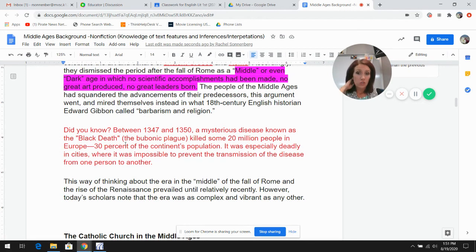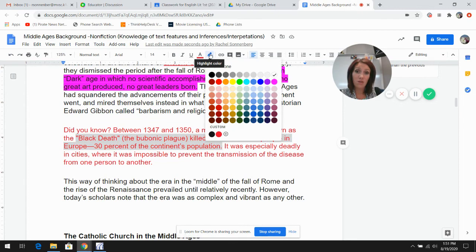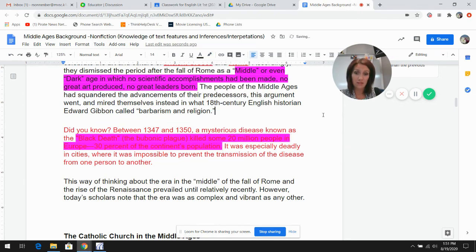Next, it says here, "Did you know?" It talks about a mysterious disease called the Black Death that killed 20 million people in Europe, 30% of the continent. It was especially deadly in cities where it was impossible to prevent transmission. So it's a little eerie how similar things are right now, but I did just highlight that the Black Death killed 30% of the population, and I'm just going to go ahead and highlight that.